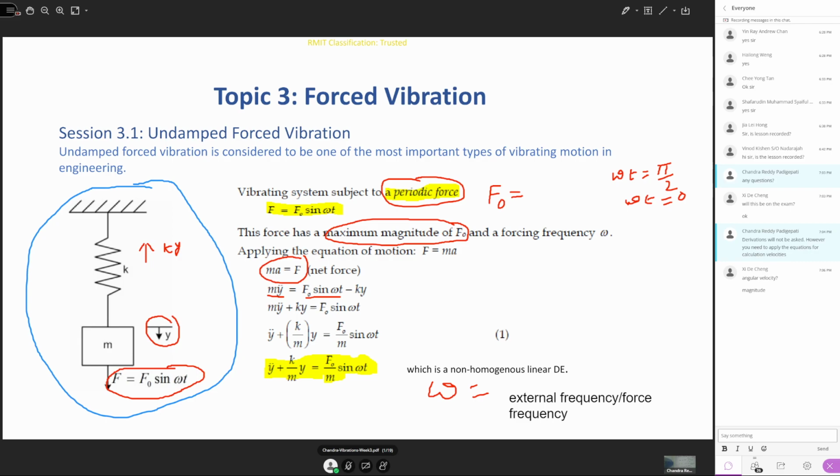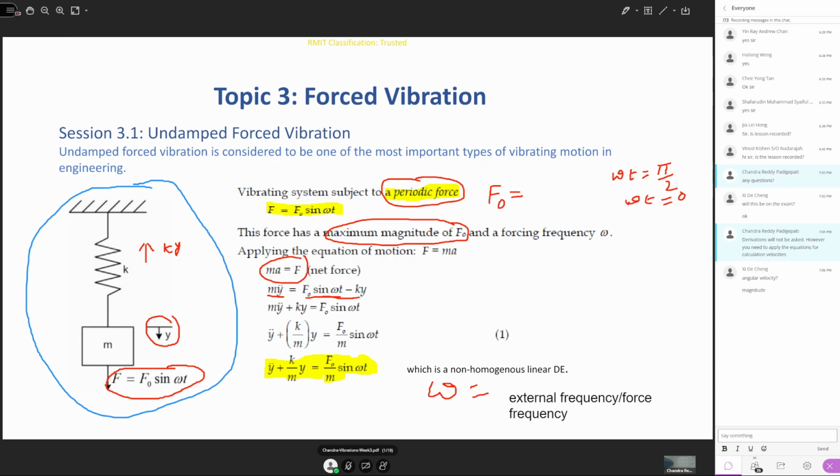So we can write simply Newton's equation. The net force is mass times acceleration, so mass times y double dot. So what is the net force? The downward force is positive, F naught sine omega t. The spring force is negative. So the total net force is F naught sine omega t minus ky.